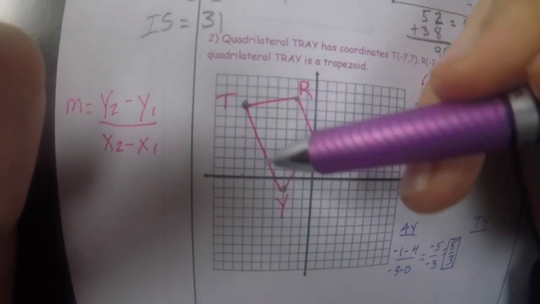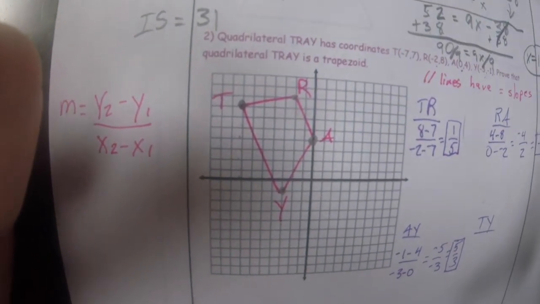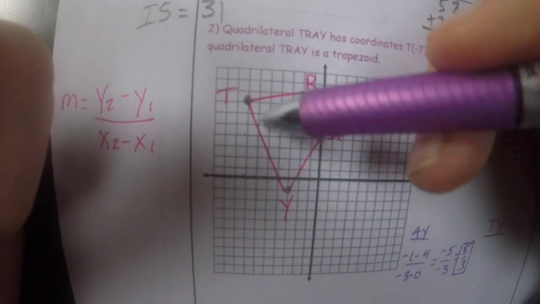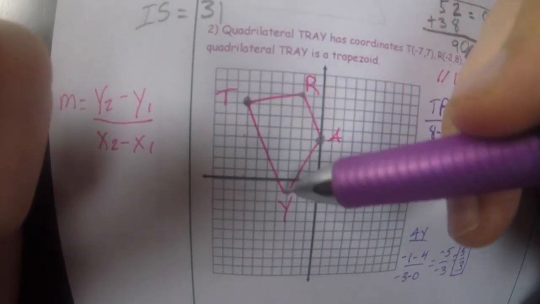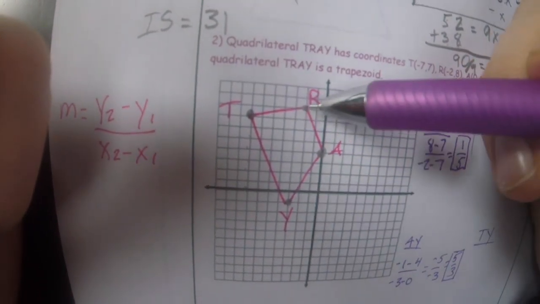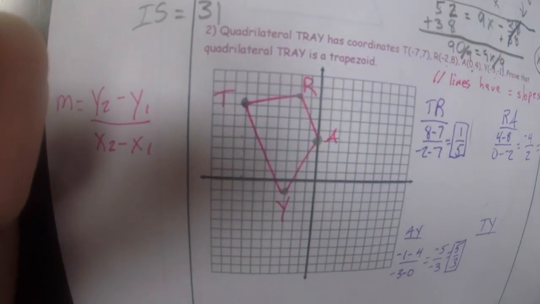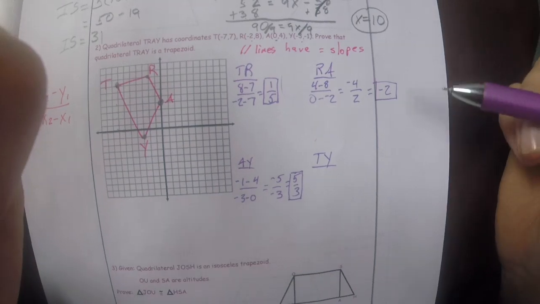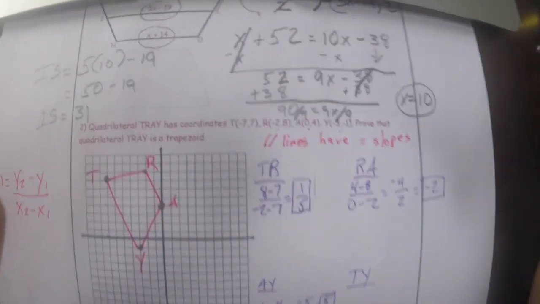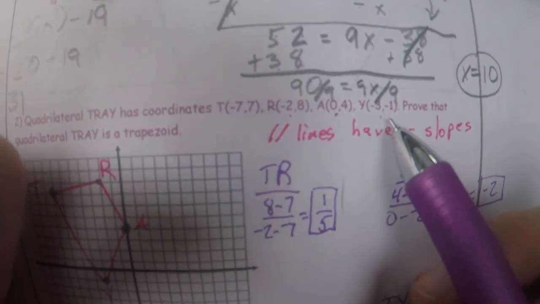TY is probably parallel to which line? I think it should be obvious. I think that these two are probably my two parallel sides. Okay? Well, if this side is parallel to this side, and the slope of RA is negative 2, that means the slope of TY should also be negative 2. Let's check it out. Here are my coordinates for TY.